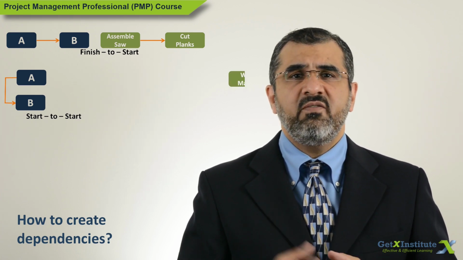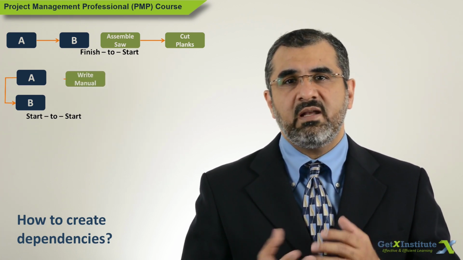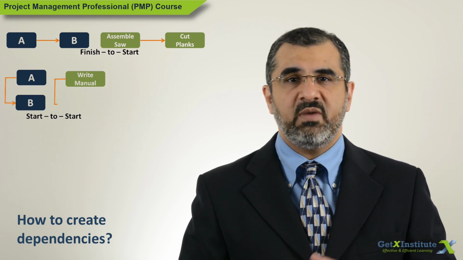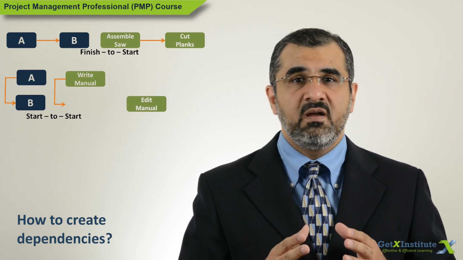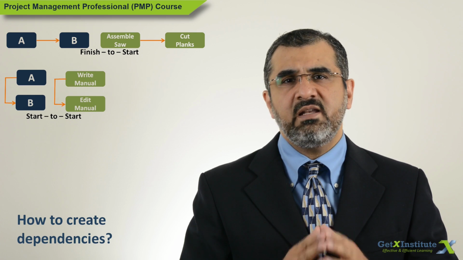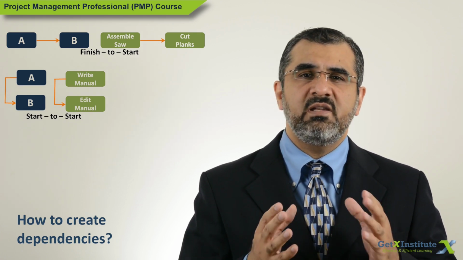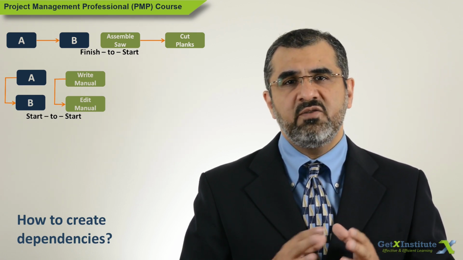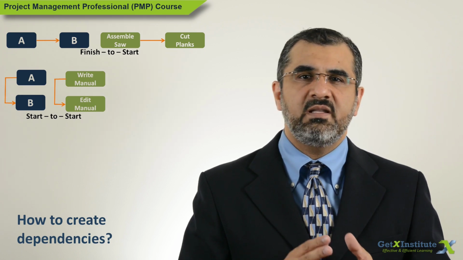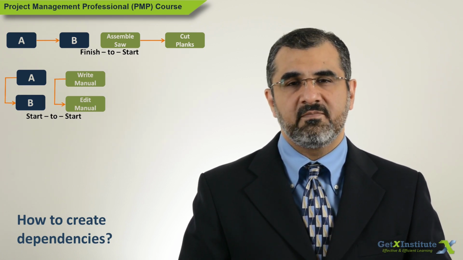Say one activity is write user manual and another activity is edit user manual. The project manager wants to start editing as early as possible, so puts down the relationship as start write user manual activity, then start the edit user manual activity.